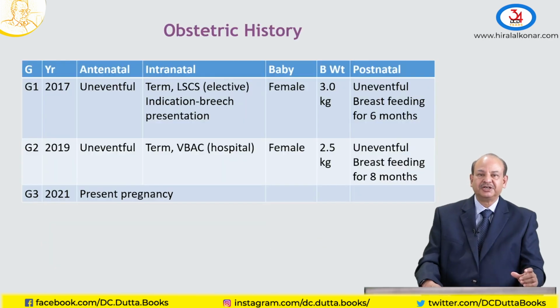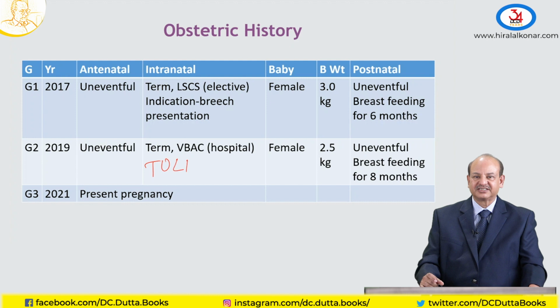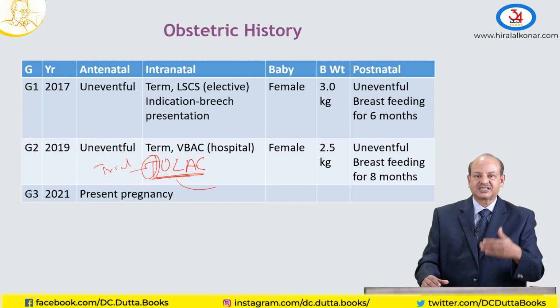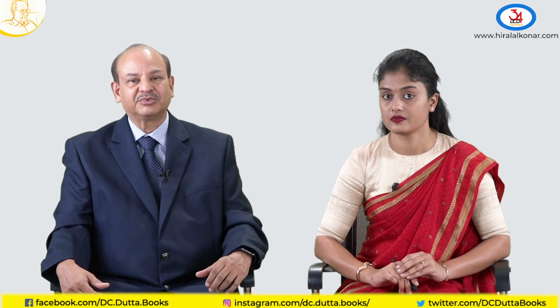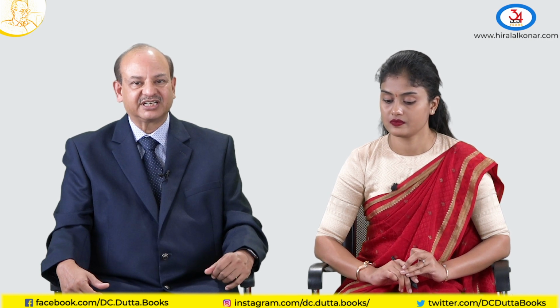There are a few mnemonics which are used in relation to post Caesarean pregnancy. One is TOLAC, trial of labor after Caesarean. We use this term when we are planning for a vaginal delivery in a post Caesarean pregnancy. And if this trial is successful, then it is called VBAC or vaginal birth after Caesarean. So, in this case, she has had a vaginal birth after her previous Caesarean delivery.